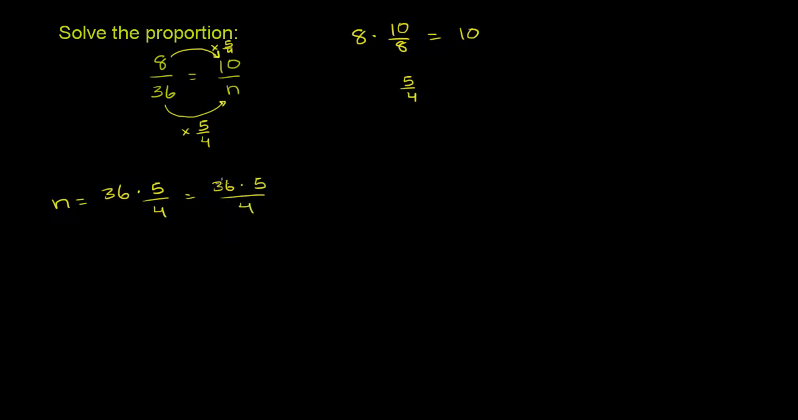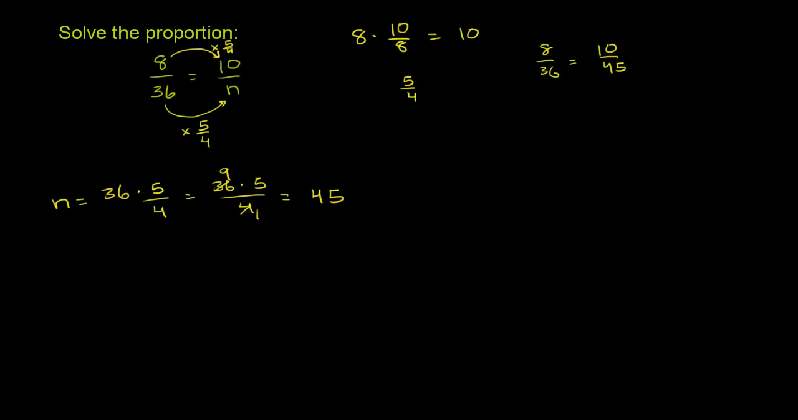And now 36 divided by 4, we know what that is. Or we could divide both the numerator and the denominator by 4. You divide the numerator by 4, you get 9. Divide the denominator by 4, you get 1. You get 45. So that's one way to think about it. 8 over 36 is equal to 10 over 45.